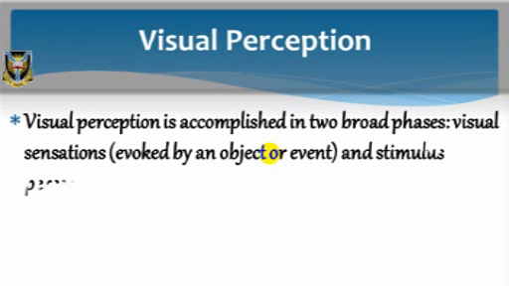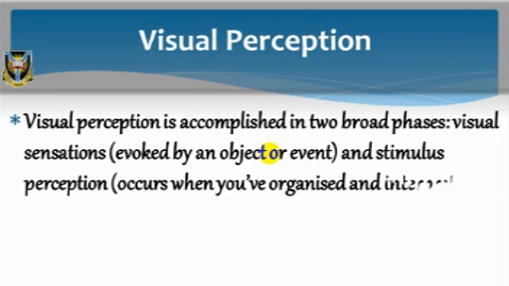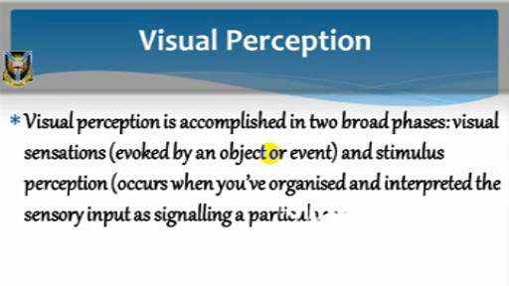Visual perception is not accomplished in one fell swoop, but in two broad phases. First, visual sensations are invoked by an object or event. Second, you actually perceive the stimulus. Perception occurs when you have organized and interpreted the sensory inputs as signaling a particular object or event.